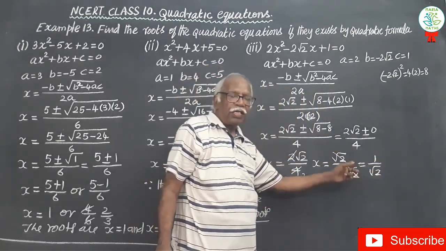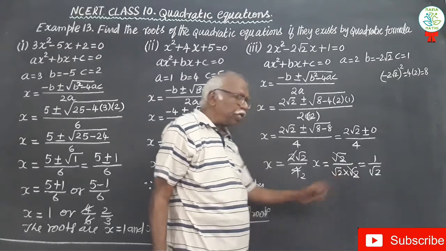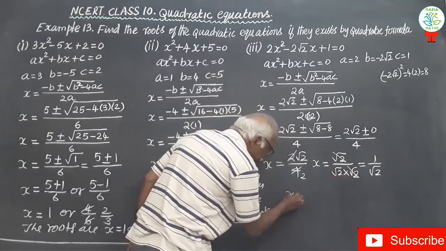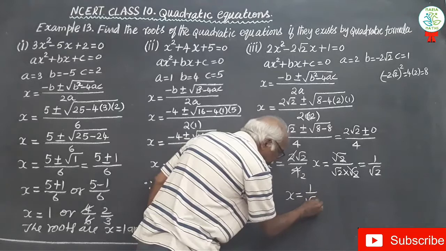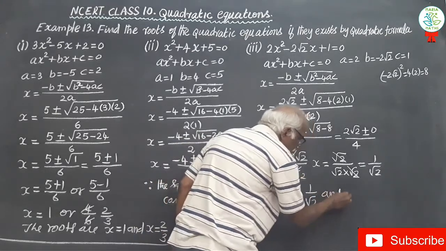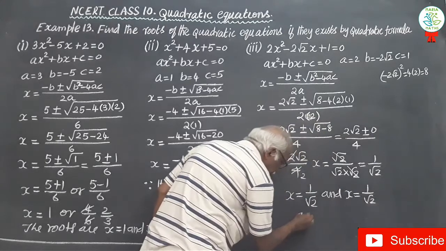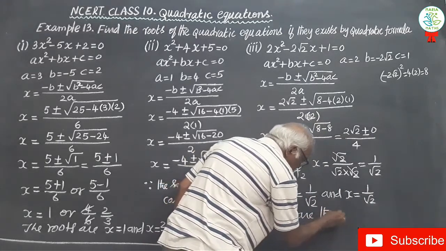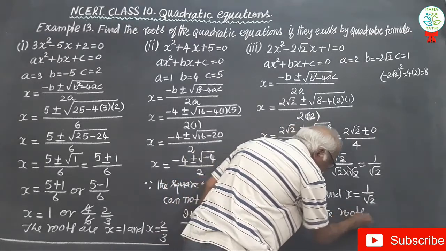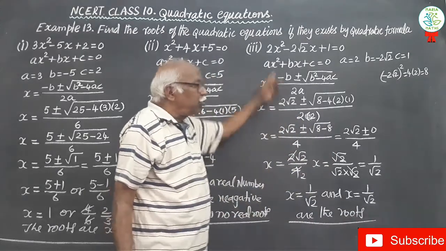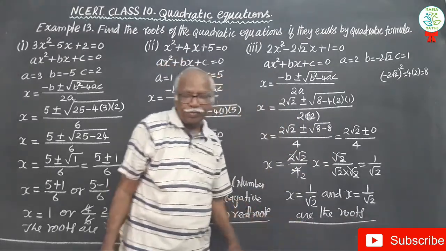Both are real roots, both are equal roots. Therefore, x is equal to 1 by root 2 and x is equal to 1 by root 2 are the roots. It has two roots, both the roots are equal roots.